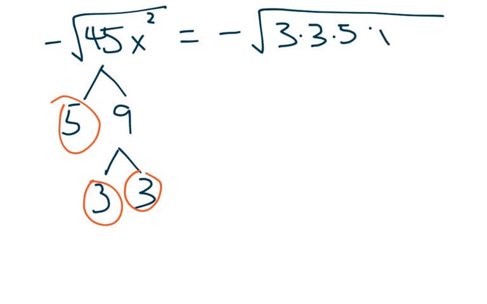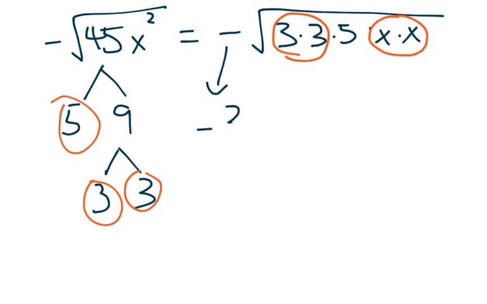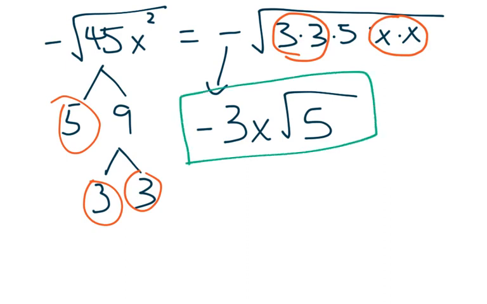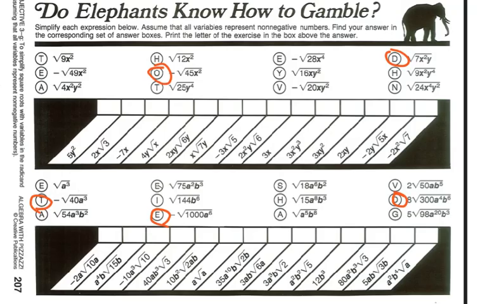And then I also have the 2 x's. Don't forget about your x's. So I've really done everything now, and we're just going to pick out perfect matches. That negative will come down, the 3 and the x, and then I have square root of 5. And that is my final answer. Negative 3x square roots of 5. And let's find it here. Oh, there it is. Okay, right here. And I think I'm supposed to put an O there.